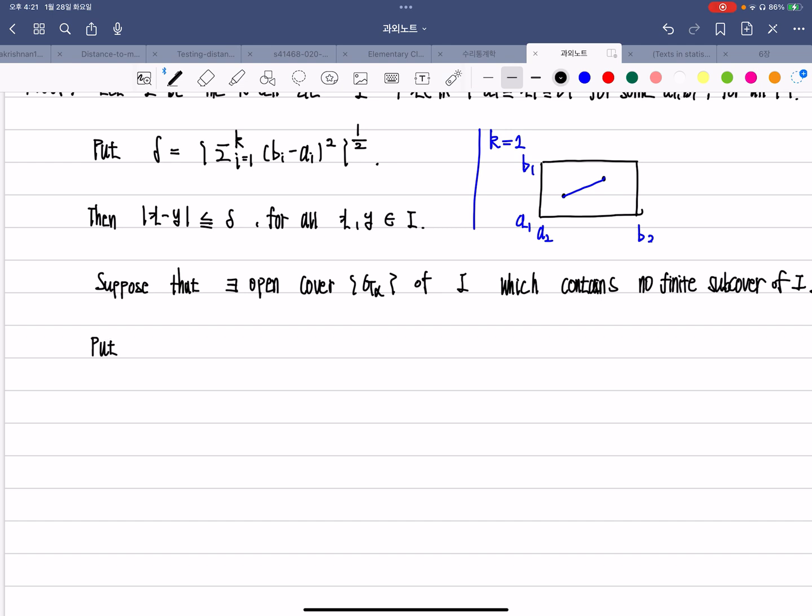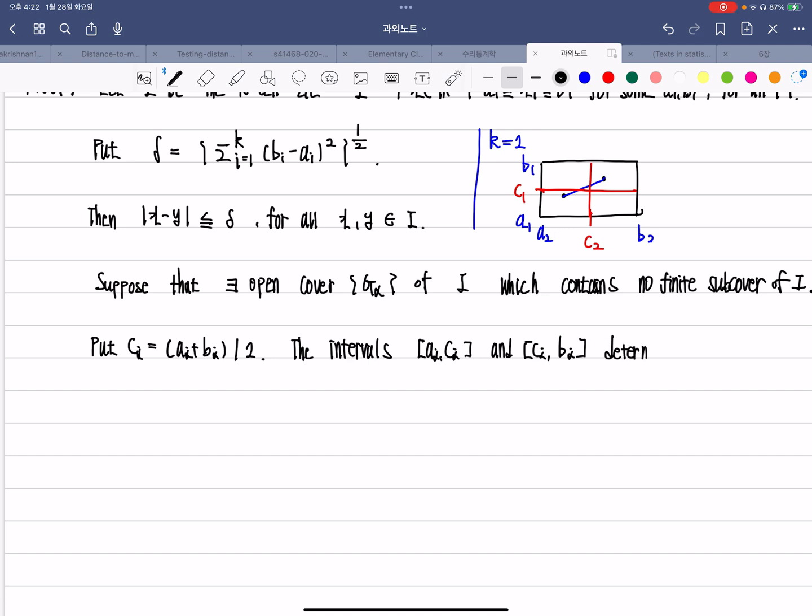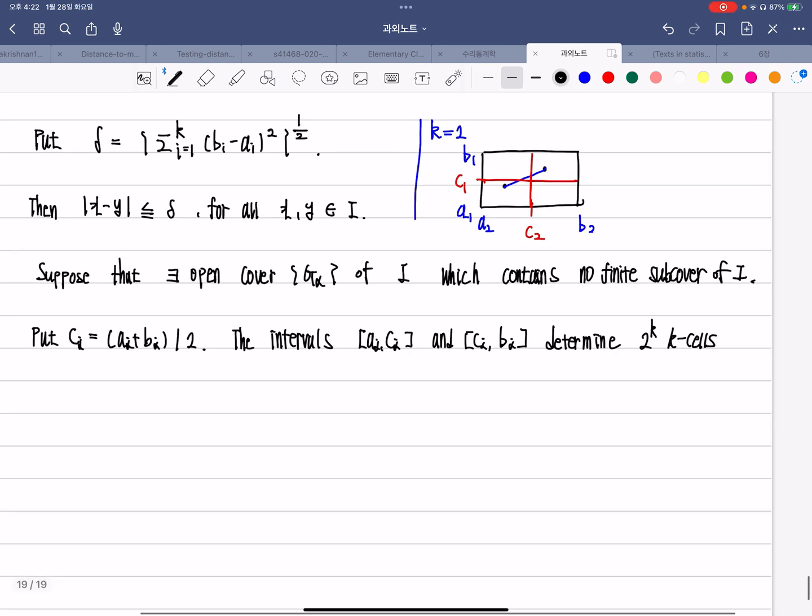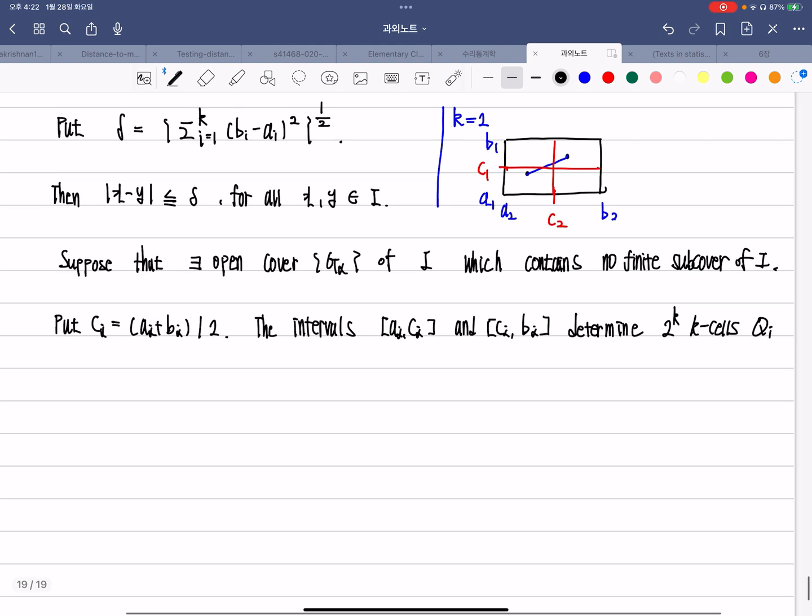Put c_j as a_j plus b_j over 2. Like this. The intervals a_j, c_j, and c_j, b_j. These 2^k boxes, whose union is I.